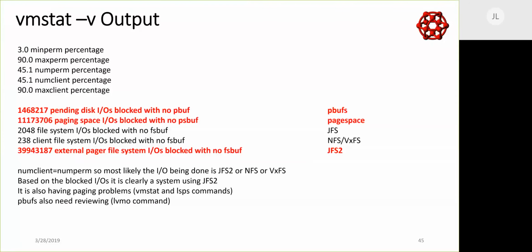Those PBUFs are used to build IO requests. So when I want to issue an IO, I go and ask for a PBUF and I build that IO in however many PBUFs I need. I then analyze that IO and figure out where it goes next.